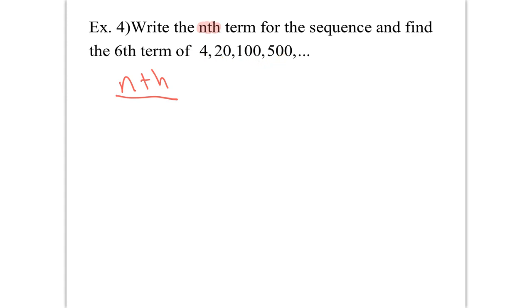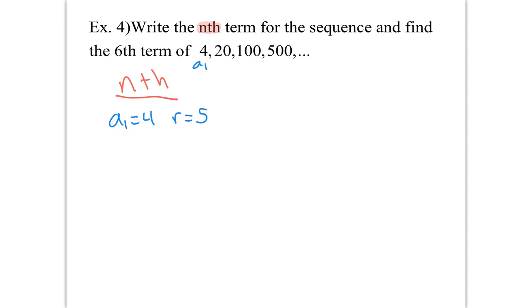Sometimes it's really simple to look at the numbers. Common sense, you can find the number that you are multiplying to get the next one. So I noticed that 4 times 5 is 20, and if I multiply again, 20 times 5 is 100, and 100 times 5 is 500. So I know my common ratio is 5, and my first term is actually the first number. So a sub 1, my first term is 4. And the common ratio is 5. That is the one we are multiplying to get the next term.